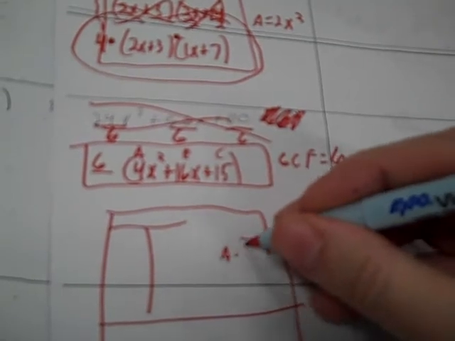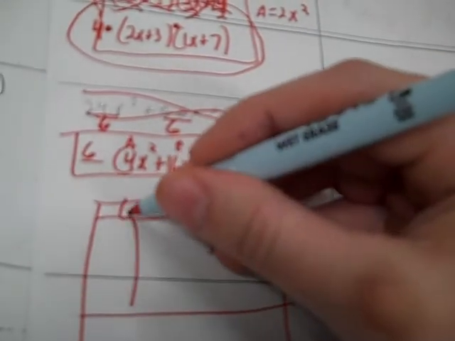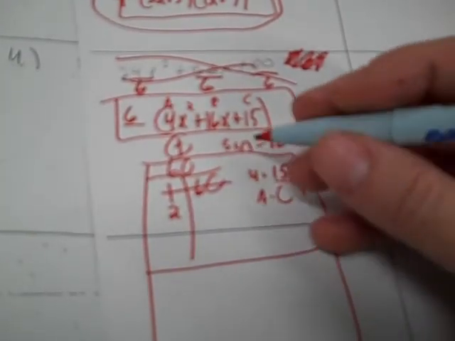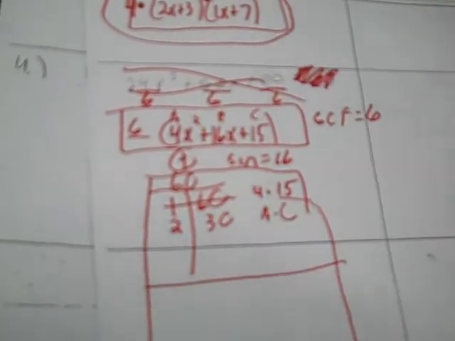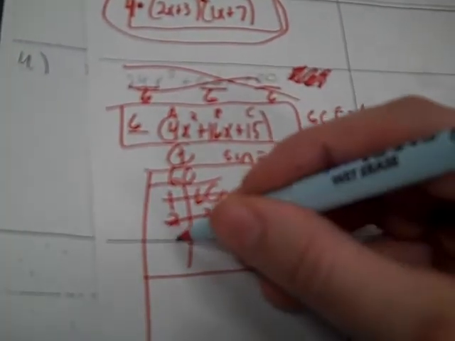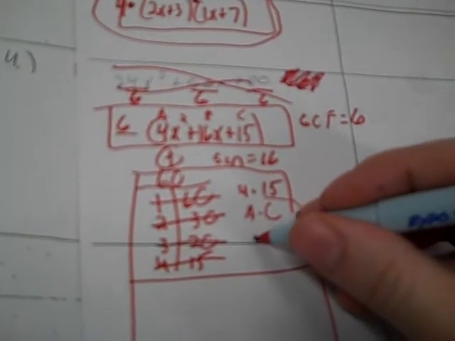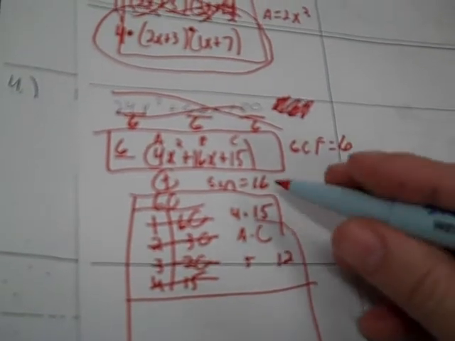Okay, so A times C, so 4 times 15, okay? That's positive 60, and that's a sum of 16, okay? 1 plus 60 is not 16. 60 divided by 2 is 30. That ain't 16. 3 and 20. No. 60 divided by 4 is 15. No. 60 divided by 5 is 12. That's 17. Being close doesn't count. It's got to be exact.